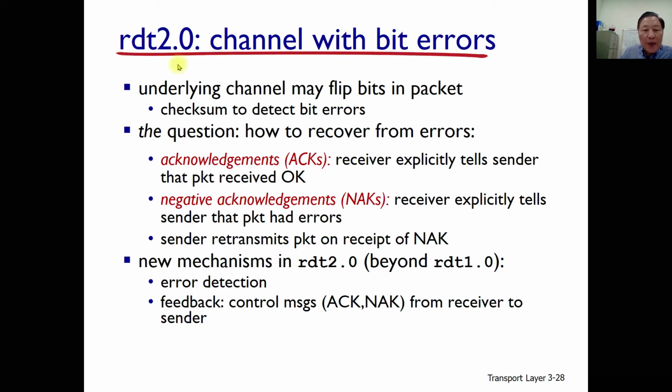Here, let's think about this version. The underlying channel may flip bits in a packet, as we already read, and the question is how to recover from errors. We can use acknowledgement: the receiver explicitly tells the sender that the packet was received okay. This one means that the receiver received the packet well.